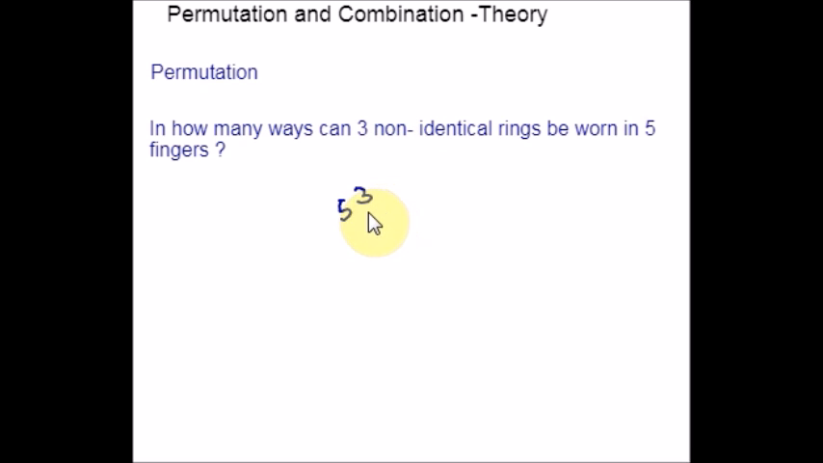Or we can say that there are 5 ways for the first ring, and 5 ways for the second ring, and 5 ways for the third ring. Am I right? So 5 times 5 times 5. Fundamental principle of multiplication. That will also give you 125 cases. In this example, you saw how to find the possibilities.